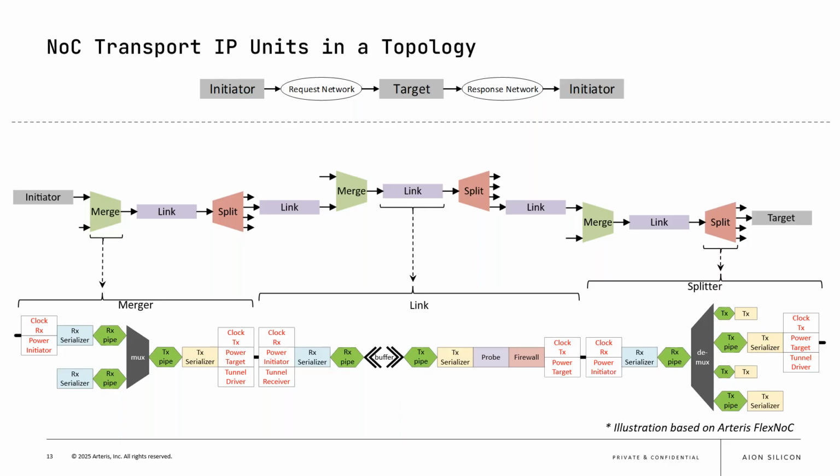But this is not necessarily a one-to-one combination. You could have a cascade of these, as shown in the middle diagram. And just expanding a bit more on what comprises a merge unit, you see it's got a MUX with a placeholder for pipeline stages. Similarly, links have a placeholder for pipeline stages, and then you've got your split units, which is DMUX. And that then goes to targets.